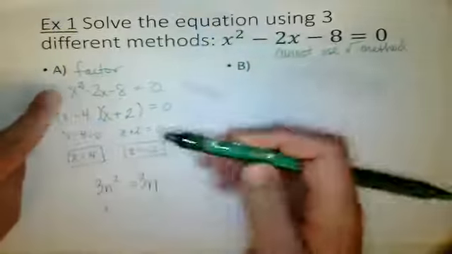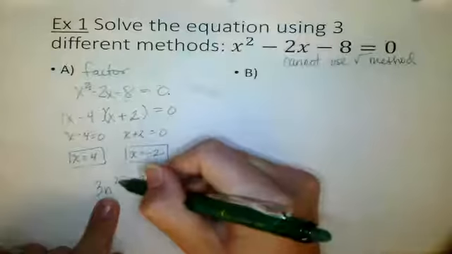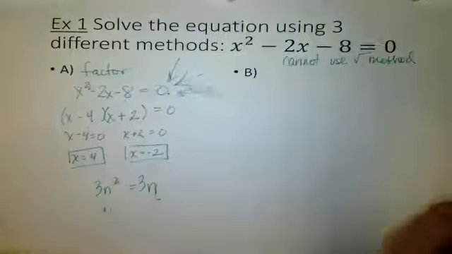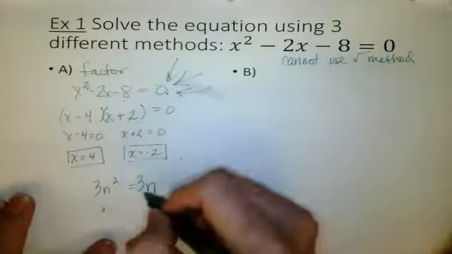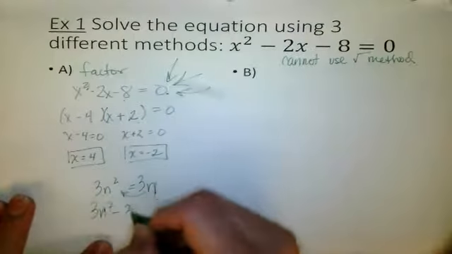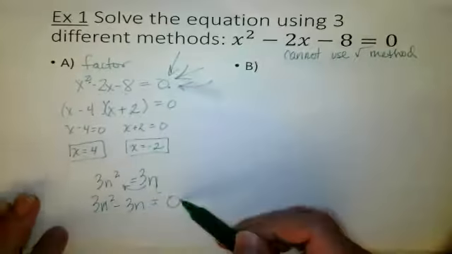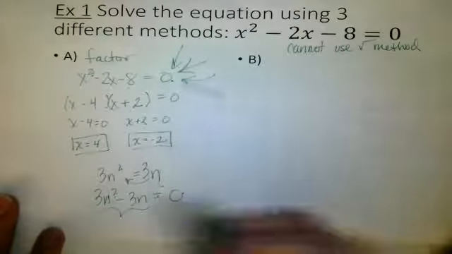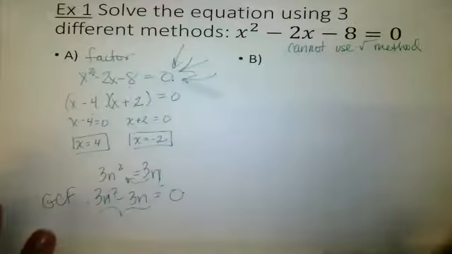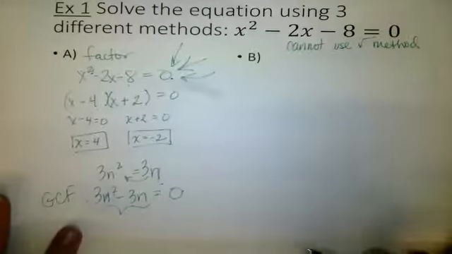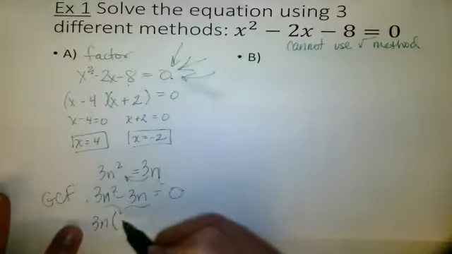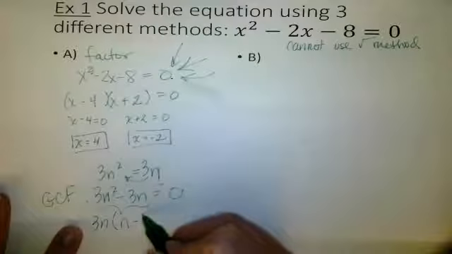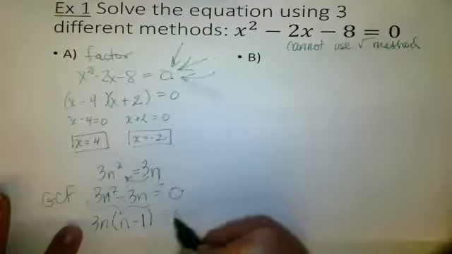And this equation, it's a quadratic. It has a power of 2. The rule is set it equal to 0. Okay, so I'm going to take this and move it over so that we are set equal to 0. And how do you factor this? There is a GCF, greatest common factor, of 3n. We take out the 3n and what's left behind? 1 and minus 1. Very good.